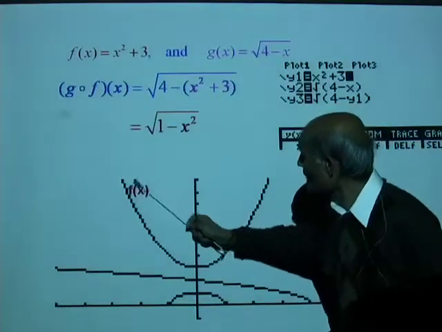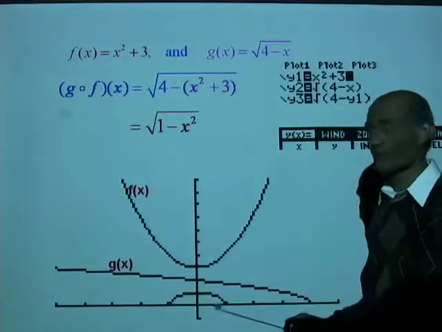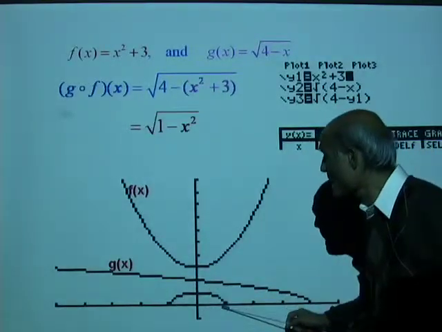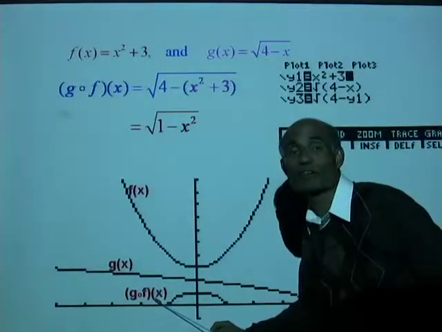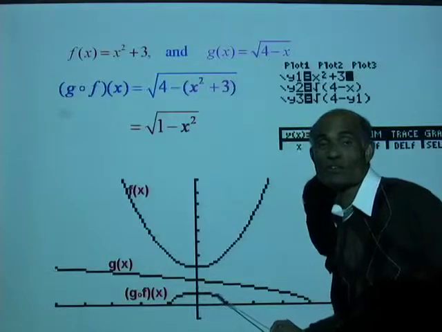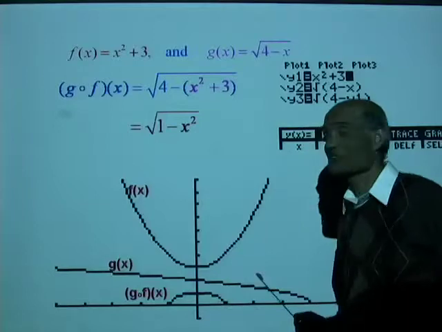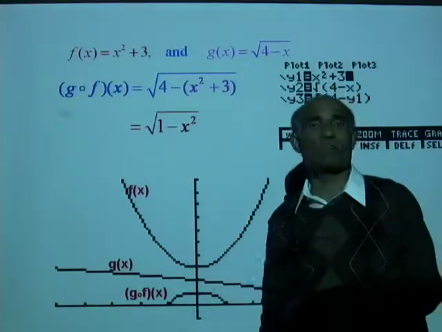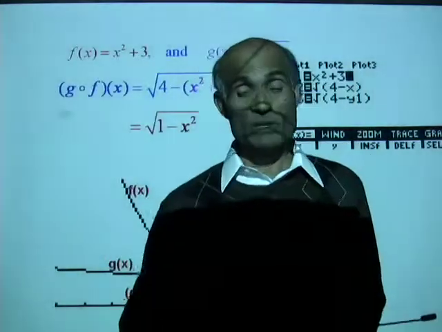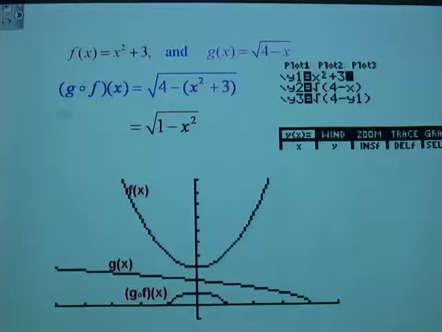Now, if you notice here, the graph of f of x, the graph of g of x, and this is the graph of f of g of x. And look at the domain of this. It is from -1 to +1. Now, how do you obtain that domain from here? Well, you should be able to do that from elementary algebra. If you don't remember it, let me show it to you.